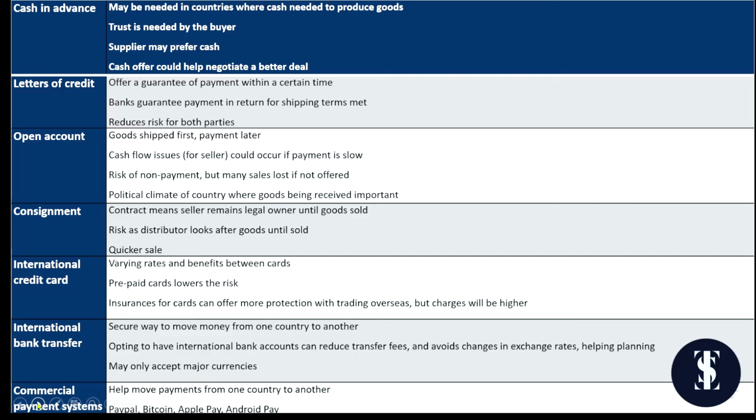International bank transfer. This is a very secure way to move money from one country to another. It can reduce transfer fees, and it can avoid changes in exchange rate, which can help planning, but it may only accept a major currency like the yen, the dollar, the euro, or the pound.